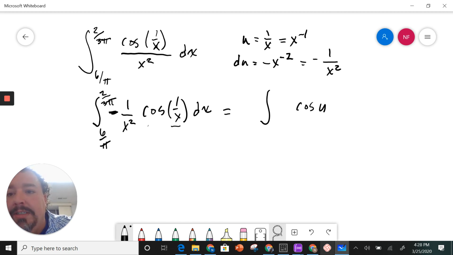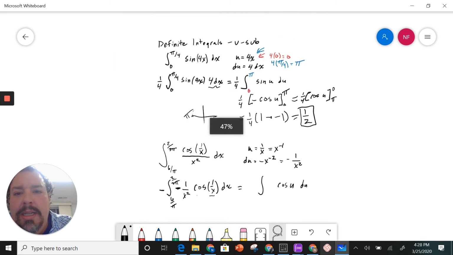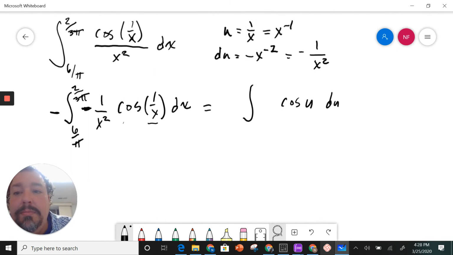Oh, I had this negative sign added. I need to add another negative on the outside so they balance out and it doesn't change from the original. So we have this negative and then a -1 over x squared. The -1 over x squared, that's going to become our du. What else is going to change here? We have the negative on the outside.